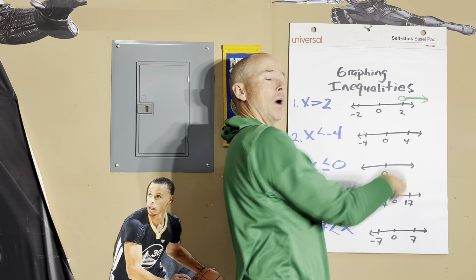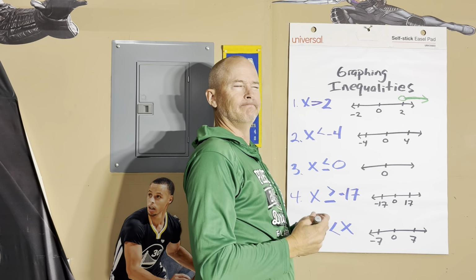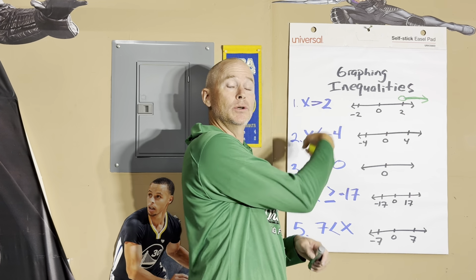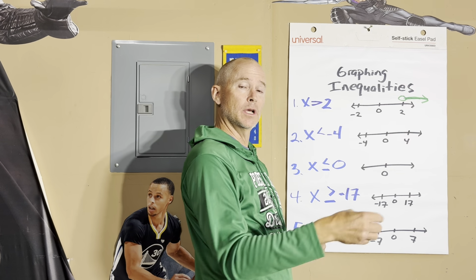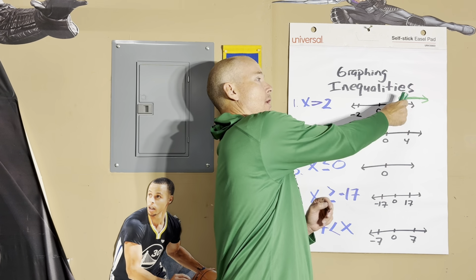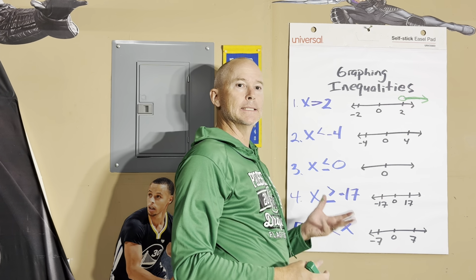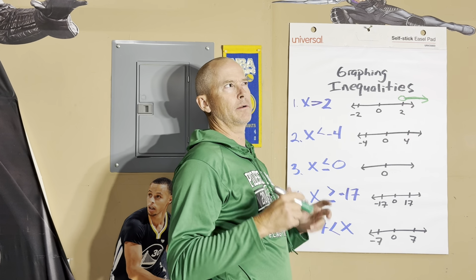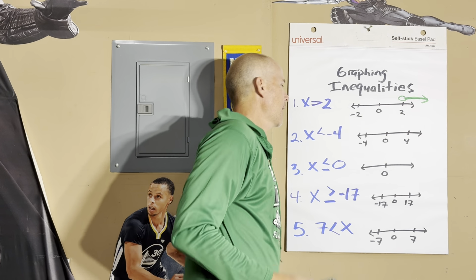Now, why did we do an open circle? You know why. Can x be 2 in this graph? The answer is no. It has to be greater than 2. So the open circle means 2 is not part of the graph. Well, what if it's greater than or equal to? Hang on. All right, next question.